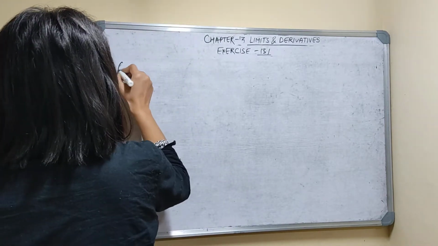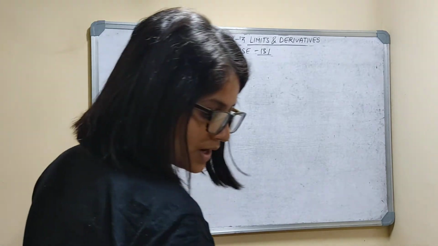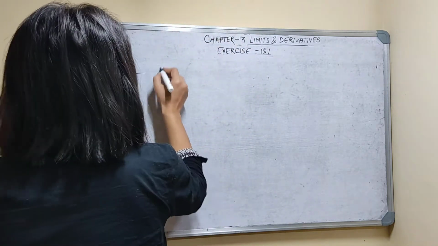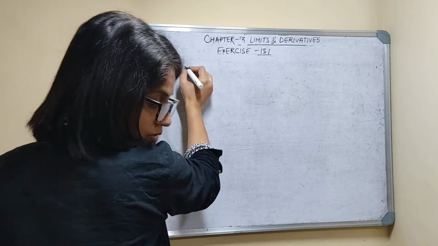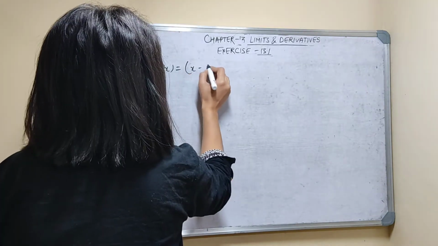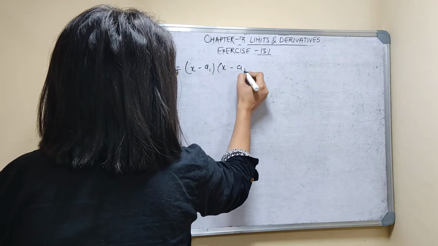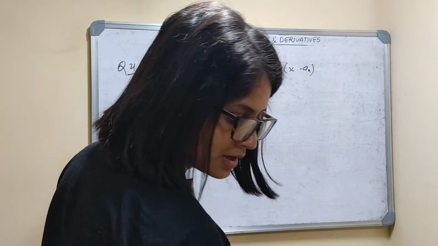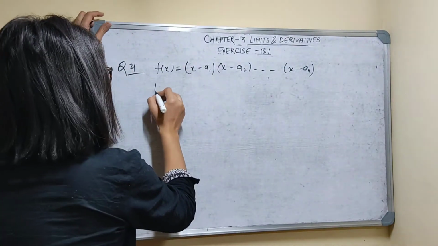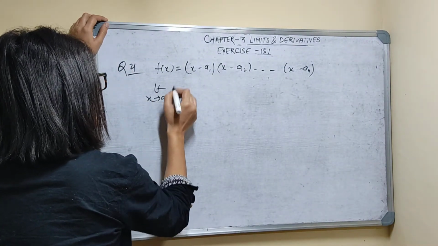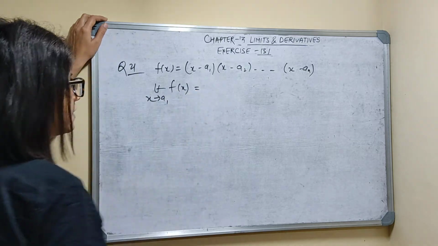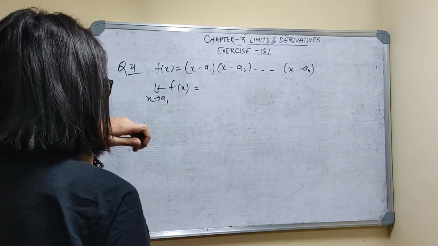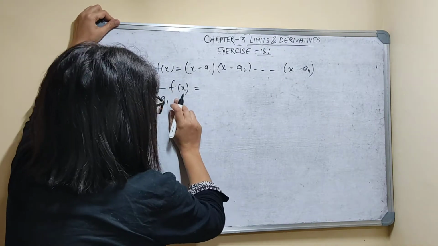Question number 21. If a1, a2, up to an are fixed real numbers, and a function f is defined by f(x) = (x minus a1)(x minus a2) up to (x minus an), find the limit as x tends to a1 of f(x). So if x tends to a1, you have to find f of x.